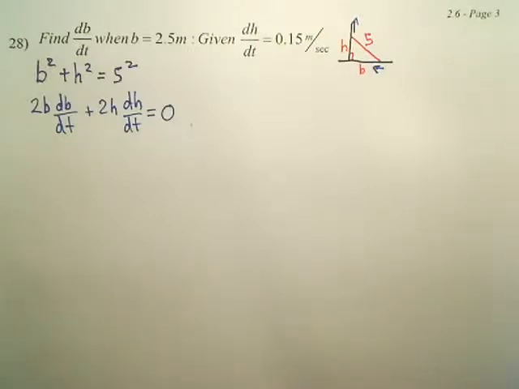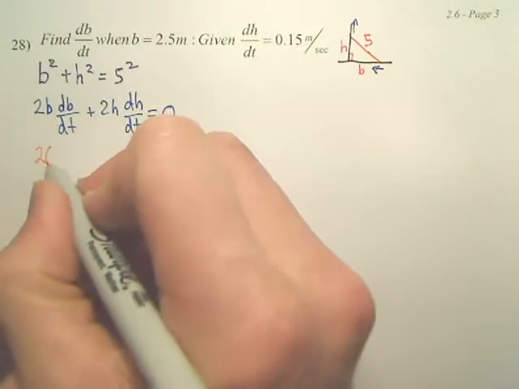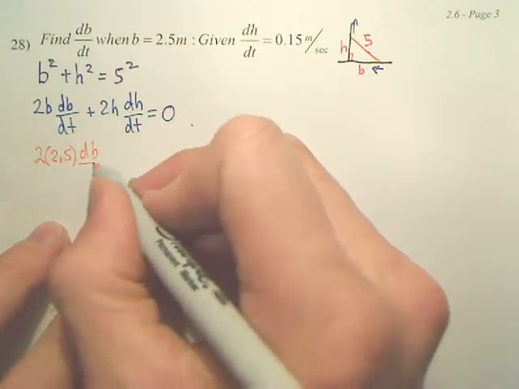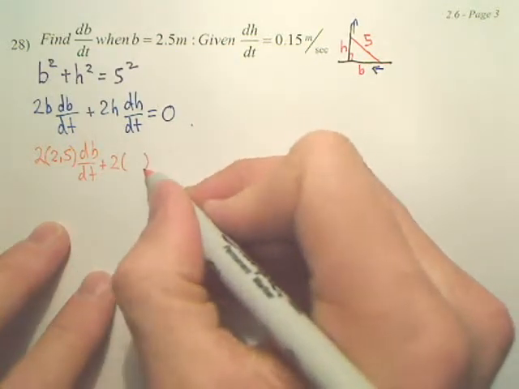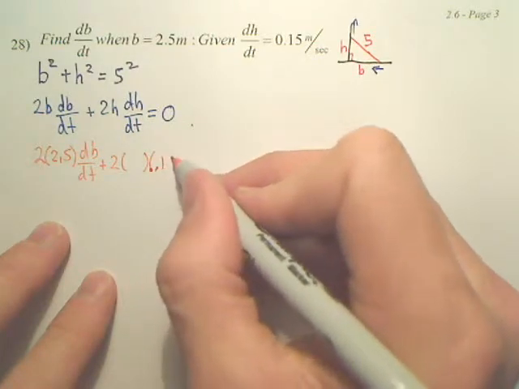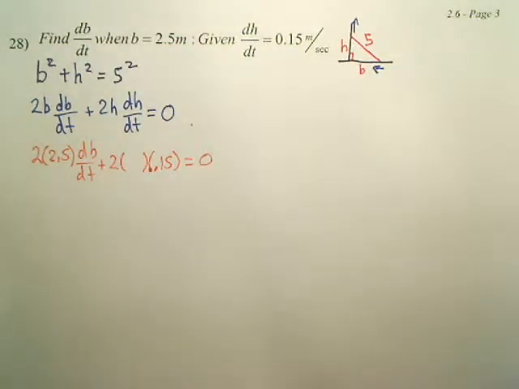Now, what do we now do? We now plug in what we know. We know B is 2.5. We know we want dB dt. We don't know H, which we have to find still, but we know dH dt is 0.15. So we still need H.